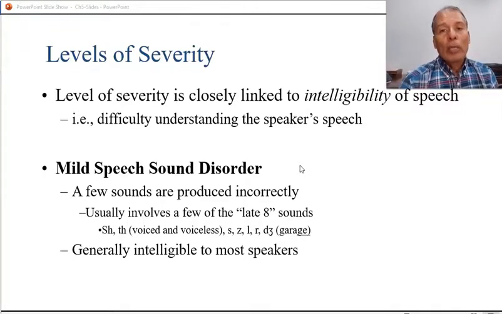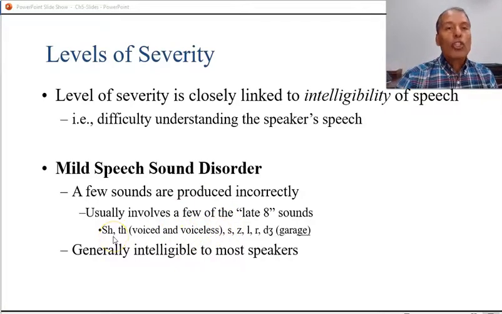So the level of intelligibility can be perfect, or it can be decreased by 50%, by 25%, or by 30%, or the person could be unintelligible. So in terms of the mild severity, the mild speech sound disorder level, the person will have just a few sounds that are produced incorrectly, like maybe the s, maybe the l, for example, maybe the ch or the sh, like shoe could become su, or chew could become shoe. So a limited number of sounds involved, and it usually involves some of the later occurring sounds.